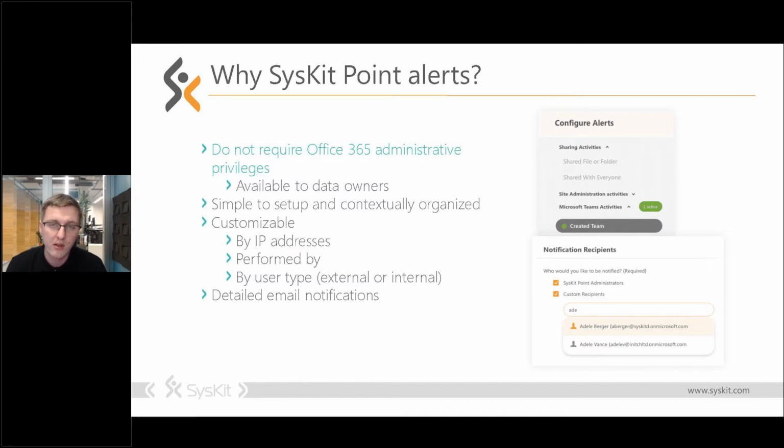Other reasons to use the new alerts features is because they're really easy to use. They're all in one centralized place, and you have a lot of customizations by either specifying IP addresses or, let's say, IP ranges, or who performed the action. And what's also important, you can also say who is the target of an action. If you have an action which is like sharing access with somebody, you can say only if the target is external, out of your company, then trigger an alert. You will also have an option to get detailed email notifications which have all the necessary information, so you don't even have to open up Syskit Point to figure out what's going on.